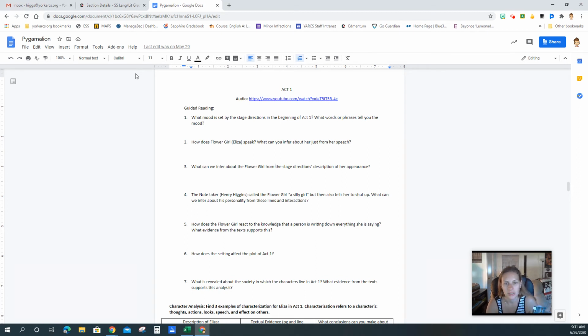Okay, so we're using this word infer a lot, and I want to make sure that everybody understands what infer means. So infer is essentially the English version of the word hypothesis. You're going to come to some conclusions about the flower girl, about Henry Higgins, based on the evidence that's provided to you in the text.